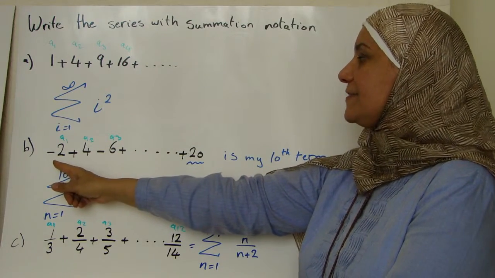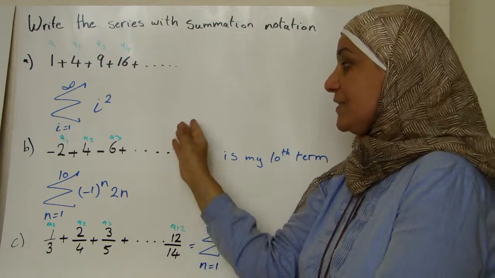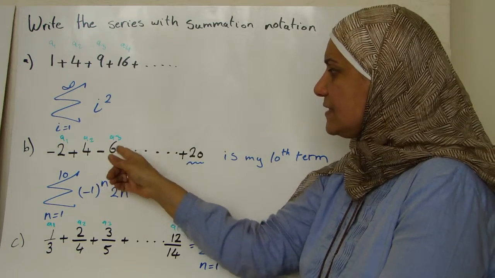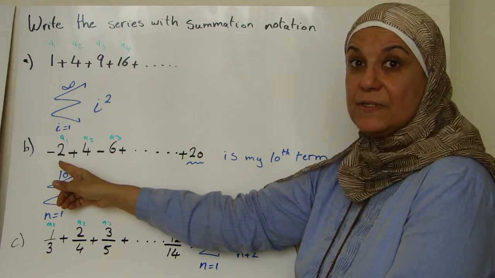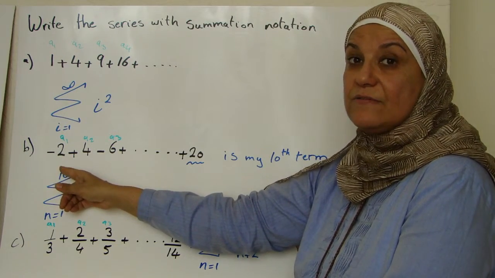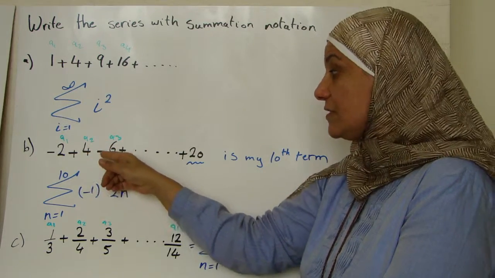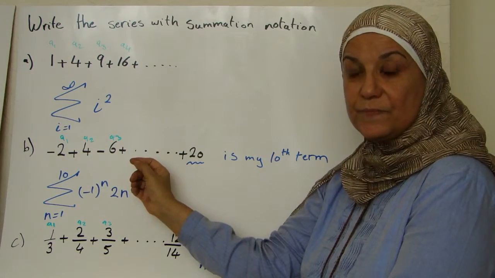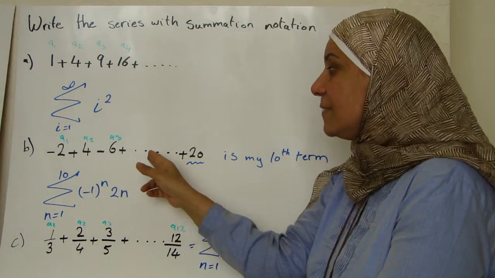Now, let's see this example: minus 2 plus 4 minus 6 plus whatever comes here. What is that? It has a negative, so is it not a sum? No, it is a sum, because the first term is negative 2, while the second is plus 4. I am adding the terms, regardless of the sign of the term. It is still called a series, because it is a sum.